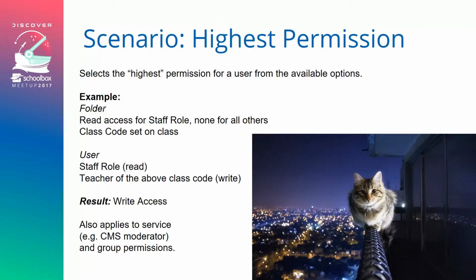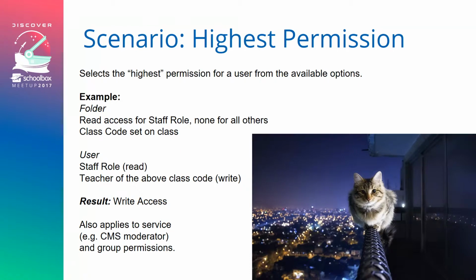So previously, a good example was if you'd had class codes on your pages, that's going to give the teachers write access and the students read access to that page. But then you've also got role permissions on those same pages. So what had happened in the past is if you'd had teachers set to read access and that page also then had a class code on it, your teachers weren't able to do anything because it actually took the role permissions over the class code. Now it's highest permission wins.